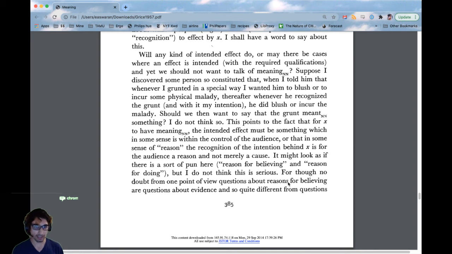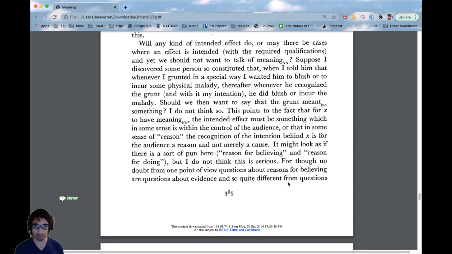It might look as if there's a sort of pun here, a reason for believing and a reason for doing, but I do not think this is serious. That is, he's saying, it's not obvious that reasons for belief are the same as reasons for action. But this is an important philosophical discussion. He thinks that these are reasons in the same sense, even though believing and doing are different kinds of things.